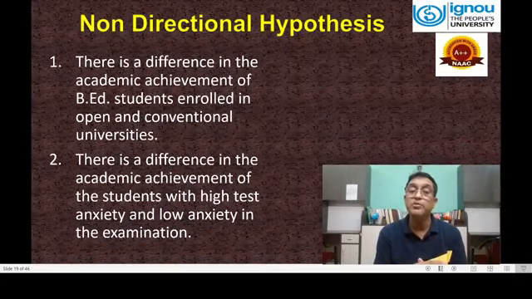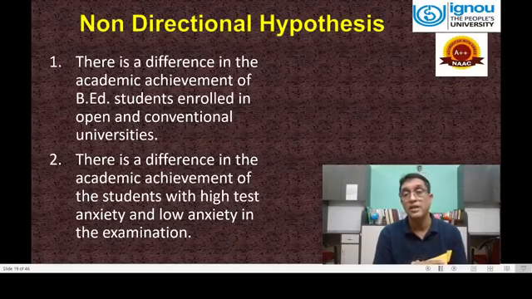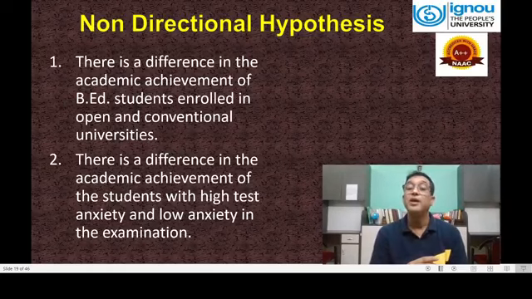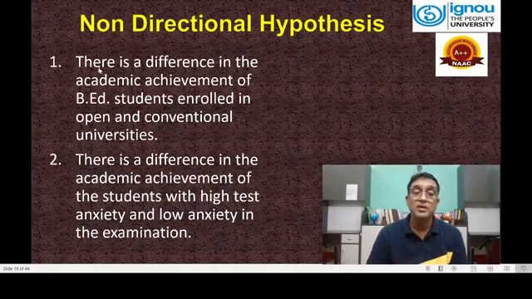And further, let me give another two examples, on non-directional hypothesis. Many a time you ask questions, and I also go through your research proposals and research reports, and many a time I find that the hypotheses are not stated properly. So being a master's student in education, you should be very clear about how you can state your hypothesis. In non-directional hypothesis, the first example is: there is a difference in the academic achievement of B.Ed students enrolled in open and conventional universities. Here I have not specified the direction.